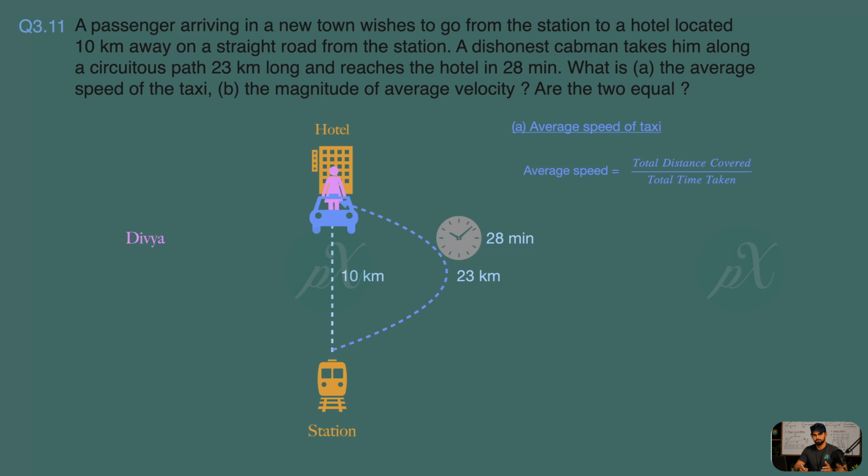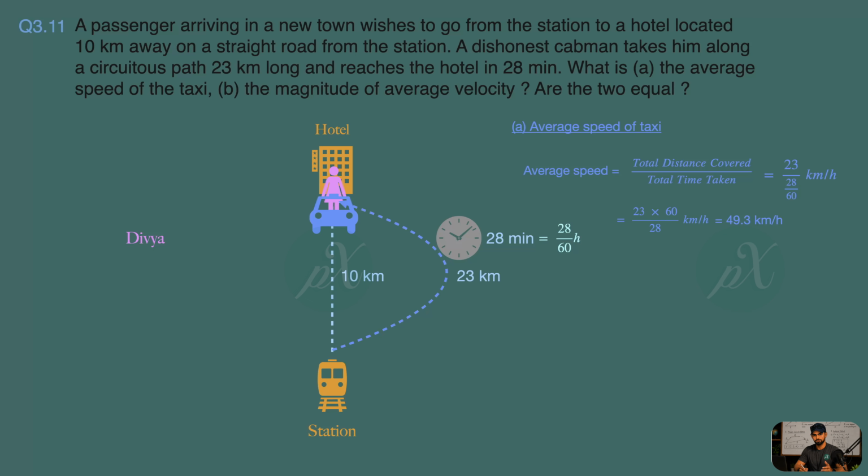Converting 28 minutes into hours, 28 minutes is equal to 28 by 60 hours. So average speed equals 23 divided by 28 by 60, which can be simplified as 23 multiplied by 60 divided by 28. This gives us approximately 49.3 kilometers per hour.